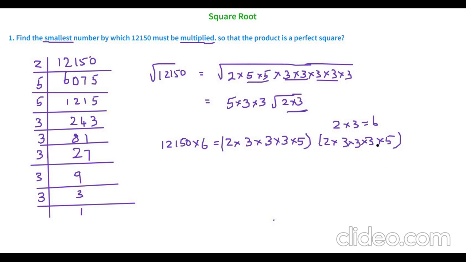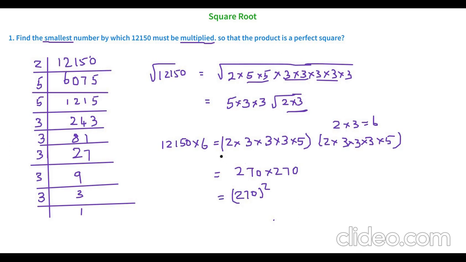So there are 2 3s here, and then there are 2 2s here. So I'll just group it up for your understanding. So this would become 270 times 270. So the answer is 270 the whole square.